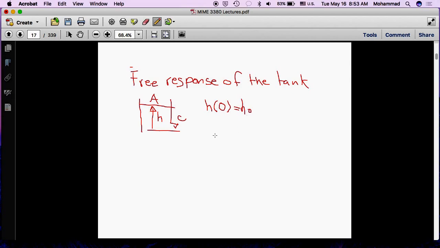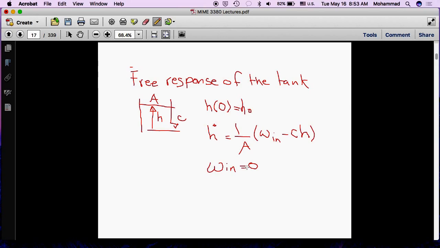Okay, so let's look at the equation one more time. The differential equation is H dot is equal to 1 over A times (Wn minus C times H). That is the model. That's how this system works. So what do we know? We know there is no input to this system. So Wn is 0.